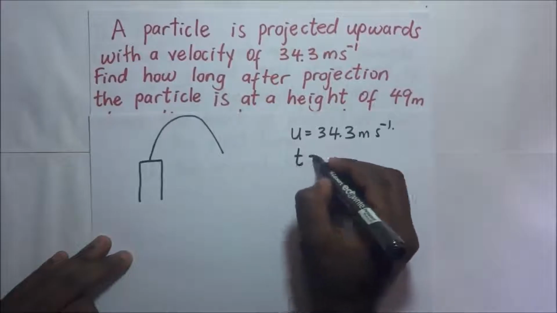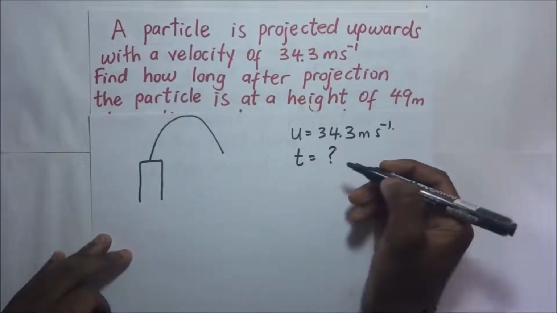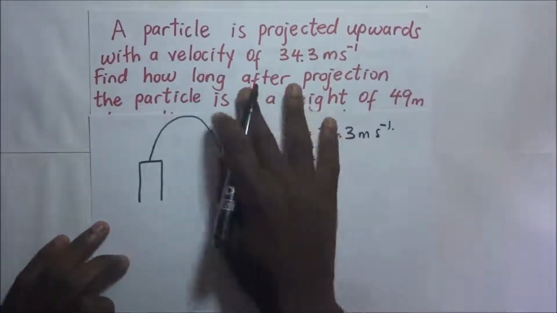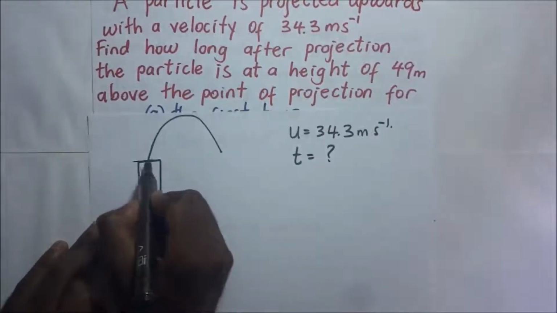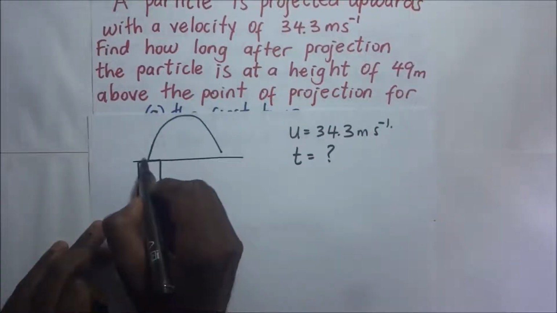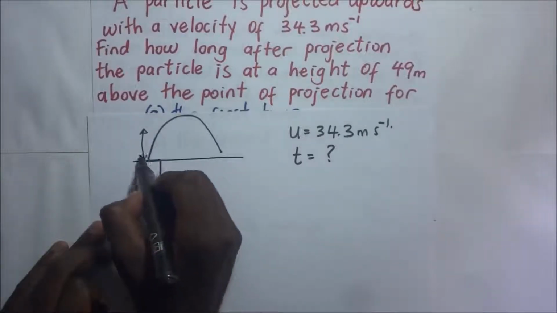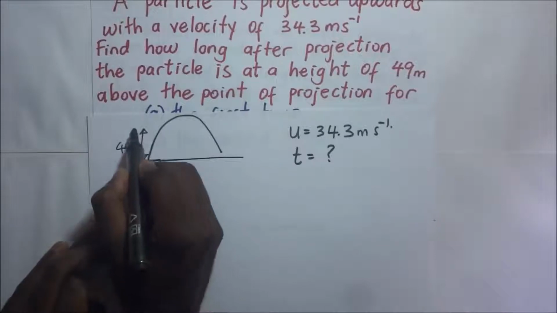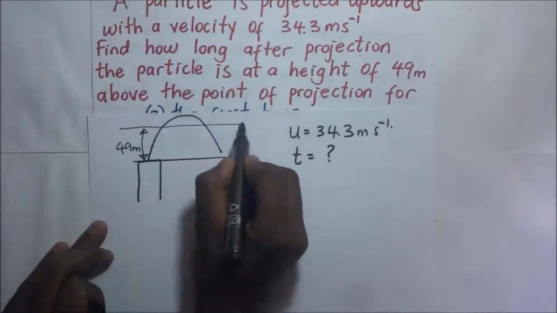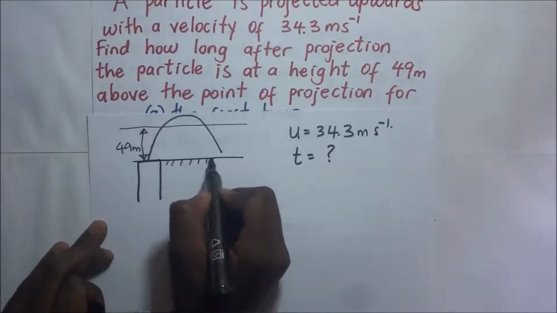So they're asking for the time. How long after projection the particle is at a height of 49 meters above the point of projection. So this is the point of projection. So let's say this is 49 meters. This is the 49 meters above the point of projection. This is our point of projection.